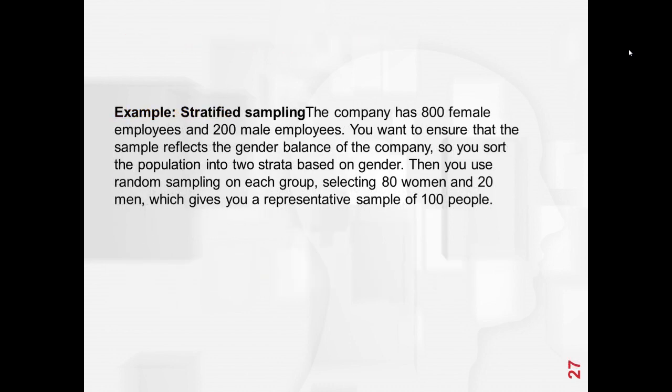For example, the company has 800 female employees and 200 male employees. You want to ensure that the sample reflects the gender balance of the company. So you sort the population into strata based on gender. Then you use random sampling for each group, selecting 80 women and 20 men, which gives you a representative sample of 100 people.